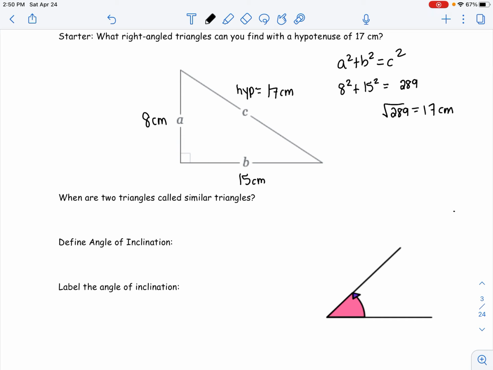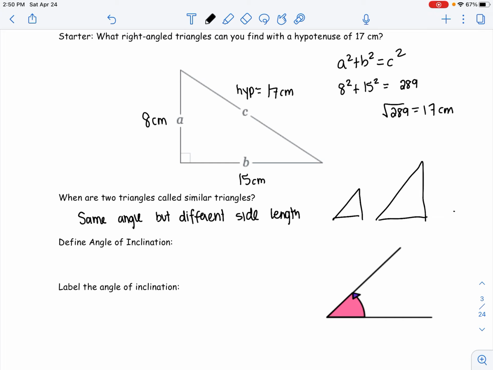When are two triangles similar? Similar means that they have the same angles inside. Same angles, but different side lengths. So we want to remember that they have the exact same angles, but one could be bigger than the other. So they could both be right triangles. They could be any type of triangle.